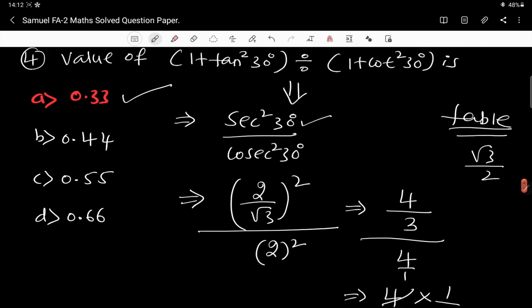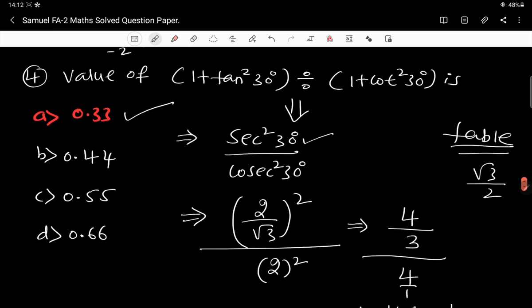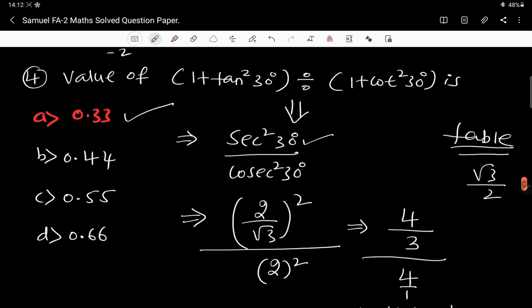Alright, so this was a little tricky, as in lengthy. We try to make it very simple. Once you remember, no need to get into this table and all. You have to remember these values by using some trick. Alright, so moving on to the fifth question. Let us have a look at this fifth question. What is this fifth question? The fifth question is like this.